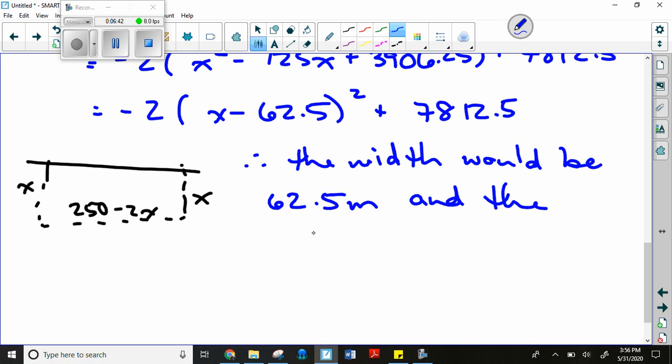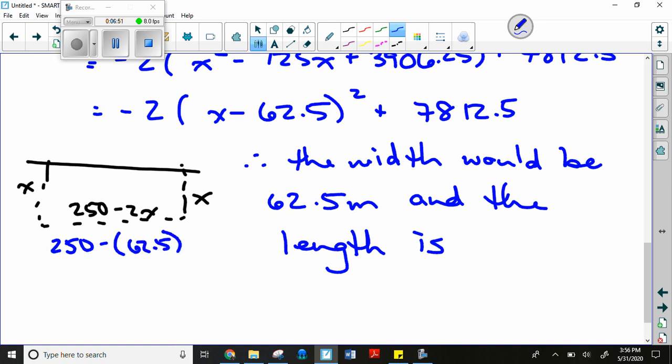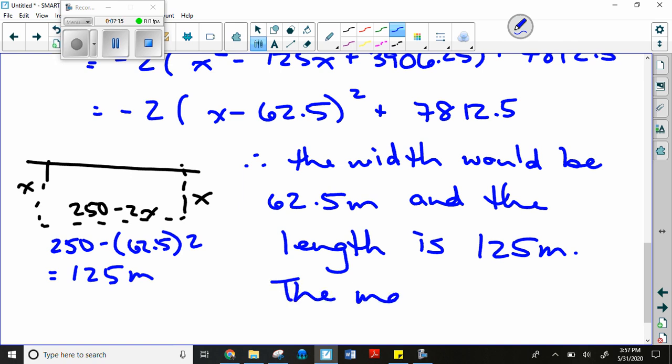And the length is 250 minus 62.5 times 2. What does that give us? I have a feeling it's 125. 250 minus bracket 2 times 62.5, 125. There we go. Length is 125 meters. The max area is 7812.50, and it's area, so we would say meters squared.